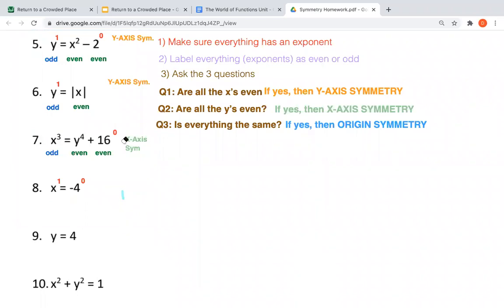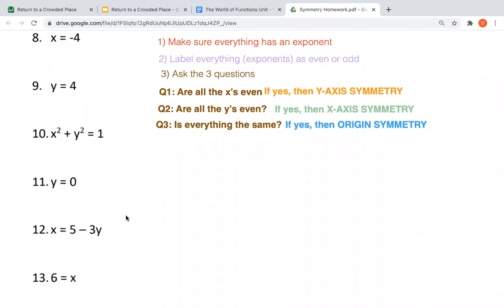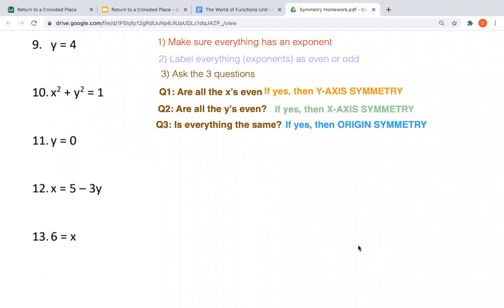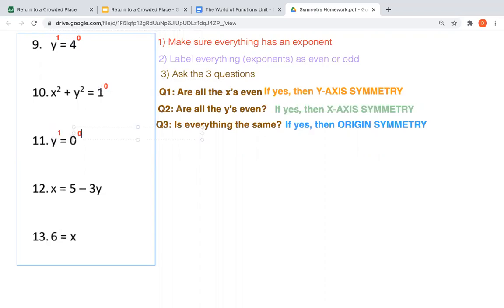Let's carry on to 9 and through 13. We'll finish it up. Step 1, give it those exponents. A 1 here, a 0 here. These two already have exponents. This will get a 0. A 1 and a 0, 1, 0, 1, 0, 1.